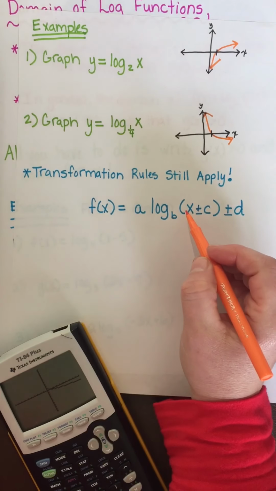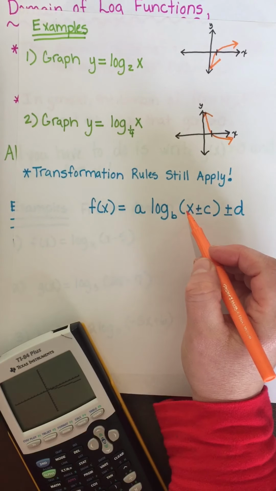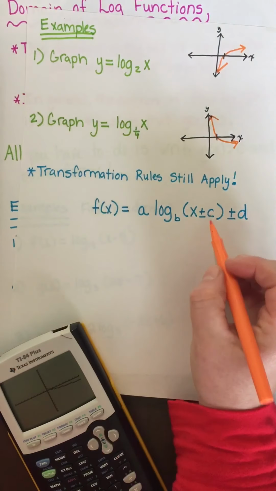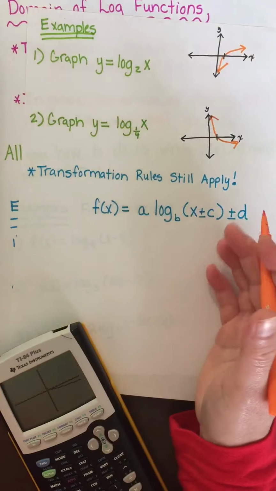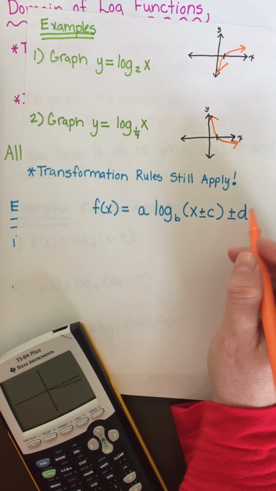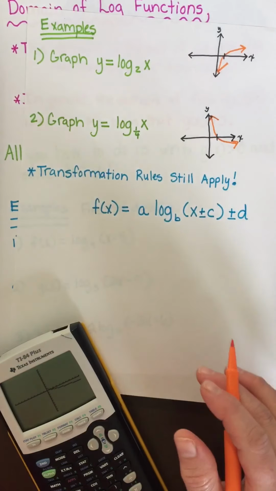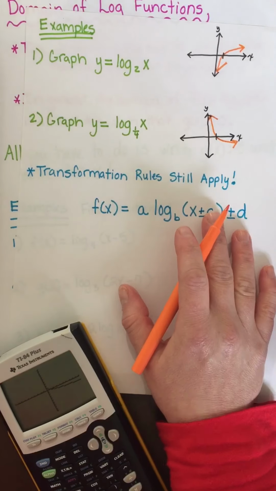If I stick a negative in front of this x, what happens? It'll reflect it over the y-axis. If I add or subtract a number in here, it'll move it left or right. If I add or subtract a number on the end, it'll move it up or down. So just keep those things in mind.